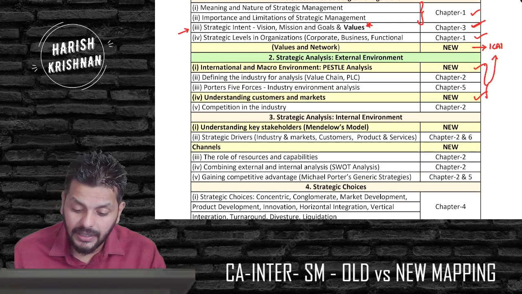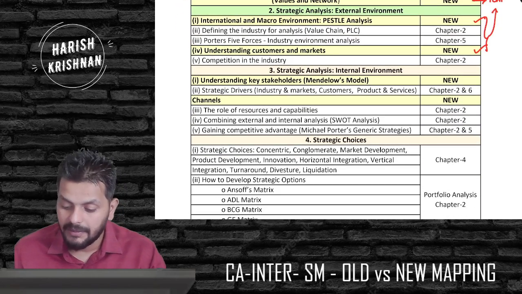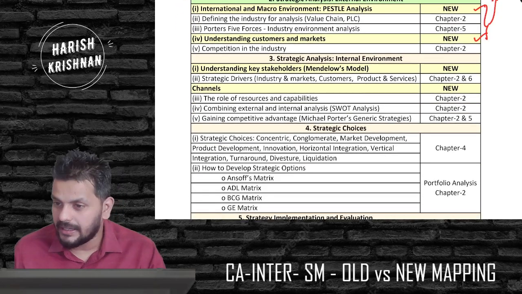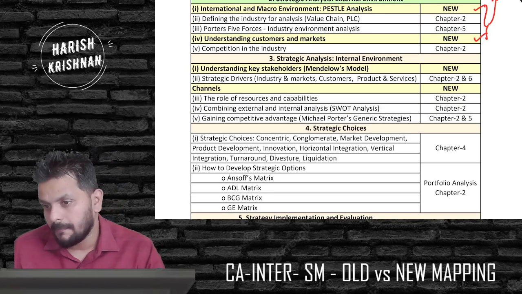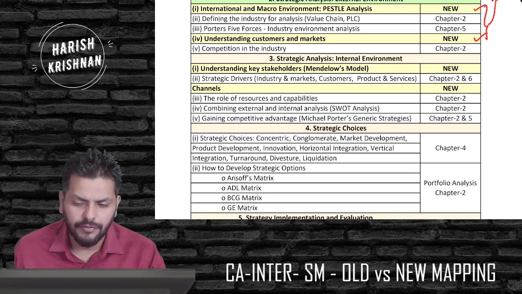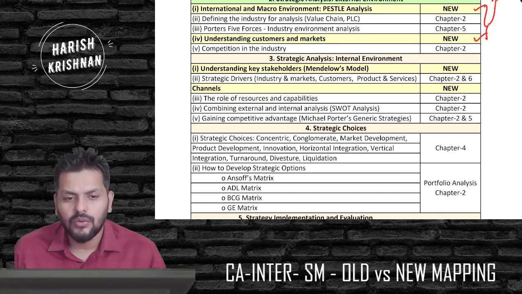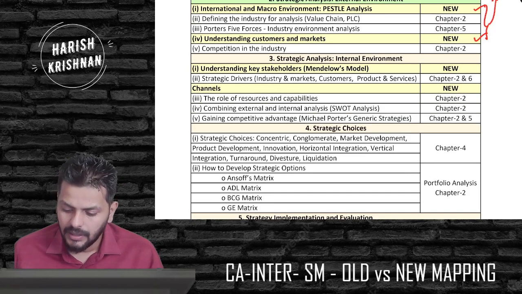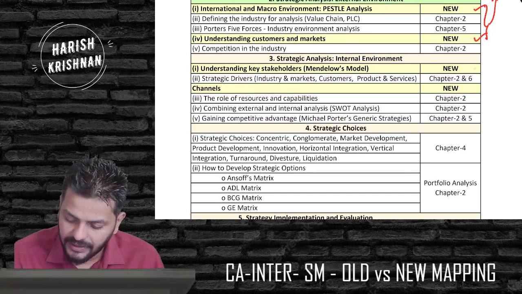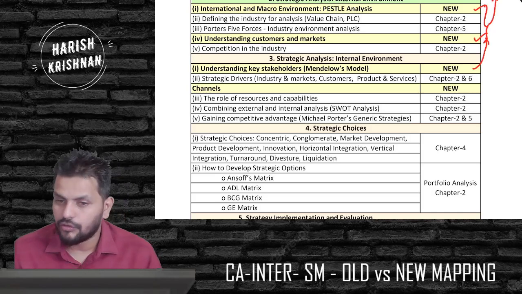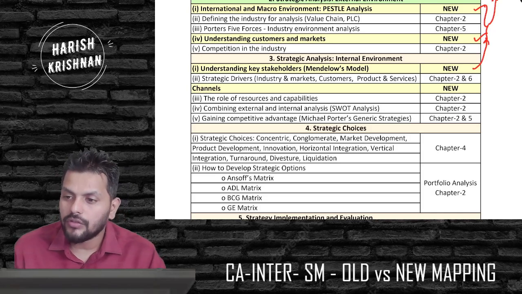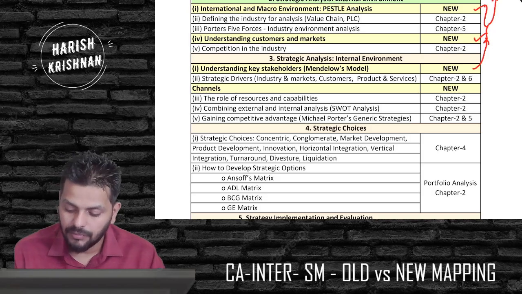This is a very new topic, and potentially what can come in the exam is Mendelow's model. A very simple key stakeholder kind of matrix, basically to understand who the key stakeholders of a business are. Right, this is a new topic. You definitely have to visit the material for this. Not there in the old material. So it's a small topic called channels for these two topics.